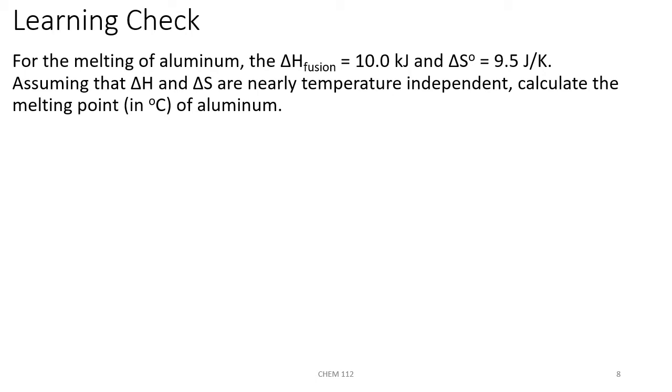For the melting of aluminum, the enthalpy of fusion, in other words melting, is equal to 10 kilojoules, and the entropy is equal to 9.5 joules per Kelvin. Assuming that delta H and delta S are nearly temperature independent, calculate the melting point in degrees Celsius of aluminum. So here we have a phase change occurring. We have aluminum solid in equilibrium with aluminum liquid. And what's happening is fusion, or in other words, melting.